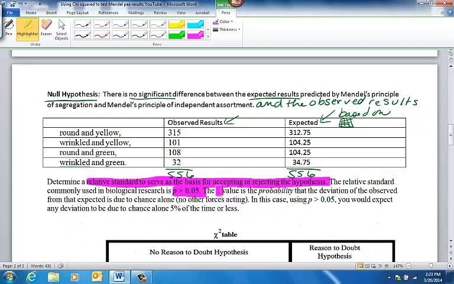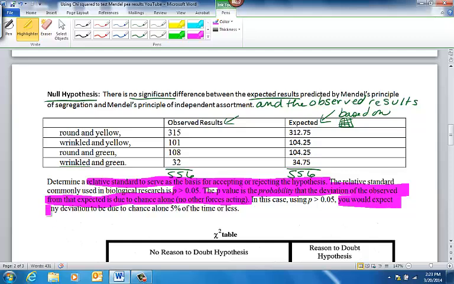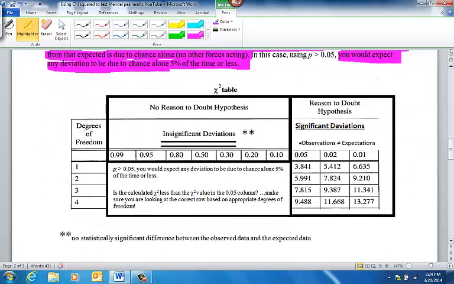The p-value is the probability that the deviation of the observed from the expected is due to chance alone. Let me say that again. Due to chance alone, with no other forces acting. Okay. What does it mean by the 0.05? You would expect any deviation to be due to chance alone 5% of the time or less. And in biology, we say 5% of the time or less, that's good enough. There are other subject areas of study that may say, no, it needs to be 1% of the time or less. There are other subject areas that say we'll take a little bit more, so maybe 10% of the time or less. Okay, so that brings us to our chi-squared table.